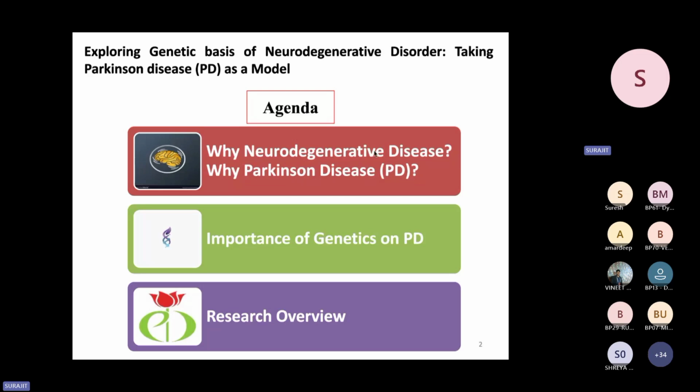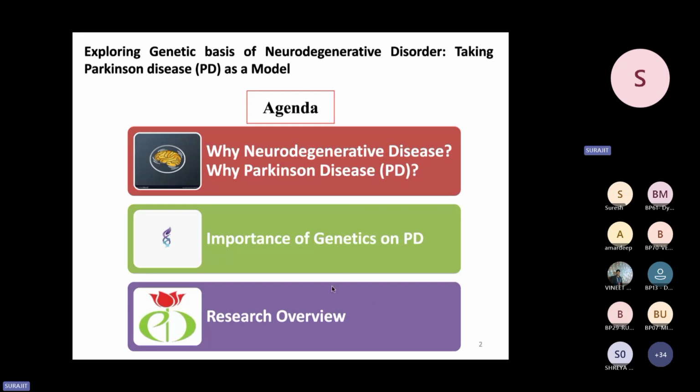Second, the importance of genetics in PD. Why is genetics so important for Parkinson disease? Not only Parkinson disease, for each and every disease, genetics is very important. And third, my research overview.